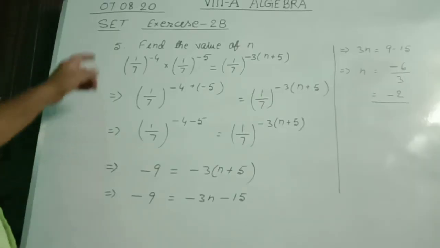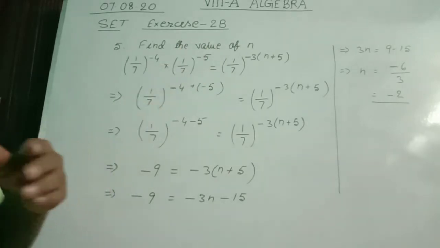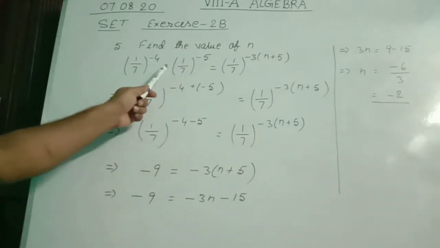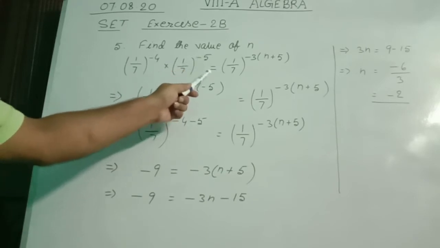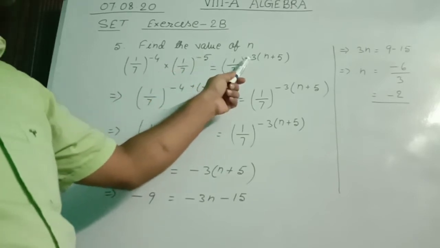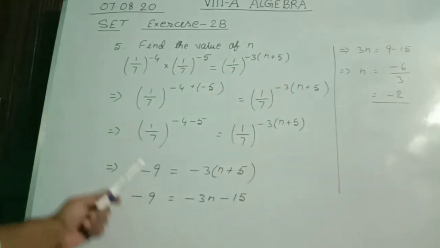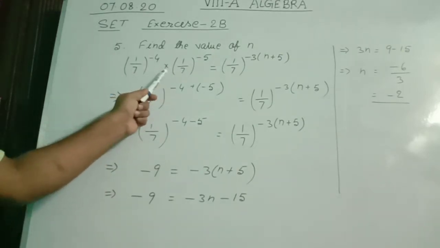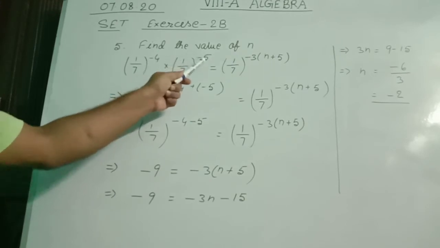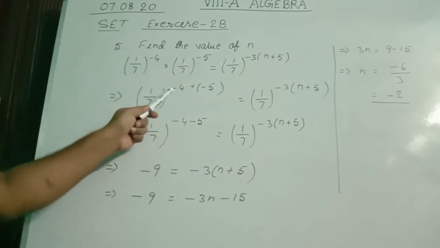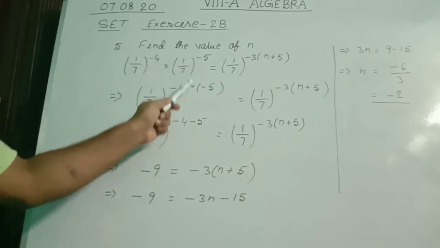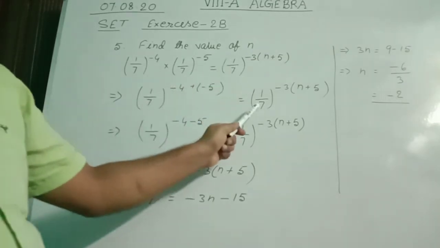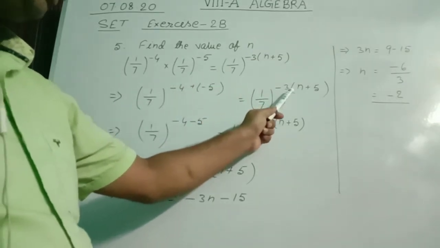In question number 5, find the value of n. This is the expression (1/7)^-4 × (1/7)^-5 = (1/7)^(-3(n+5)). These bases are the same and these two are in the form of multiplication, so the powers will be added. I wrote (1/7)^(-4 + -5), so powers are added. And this is followed the same: (1/7)^(-3(n+5)).